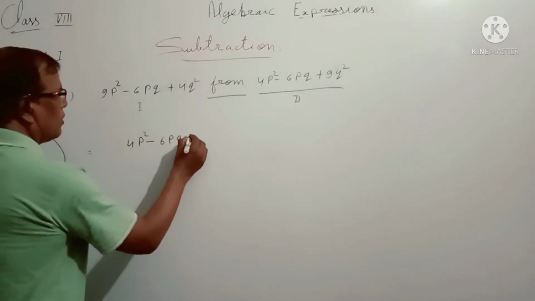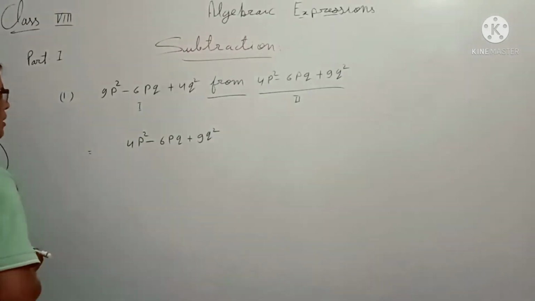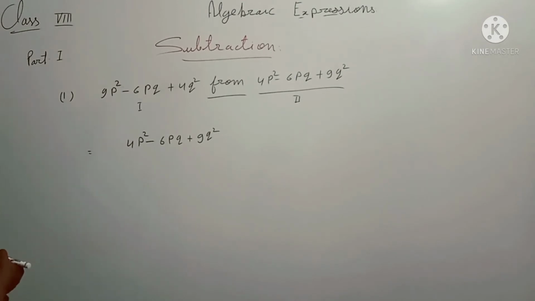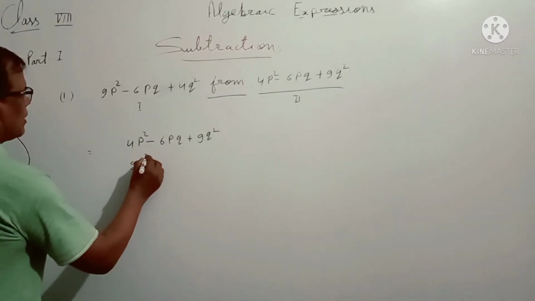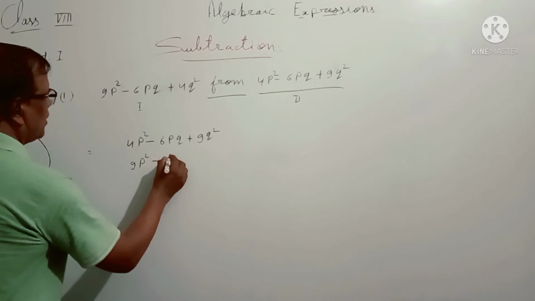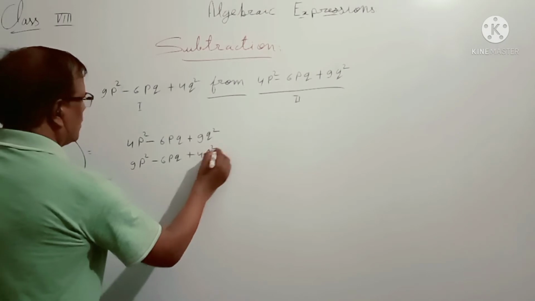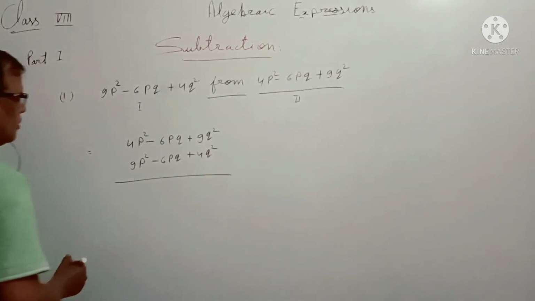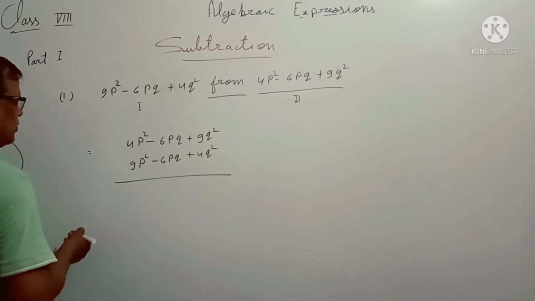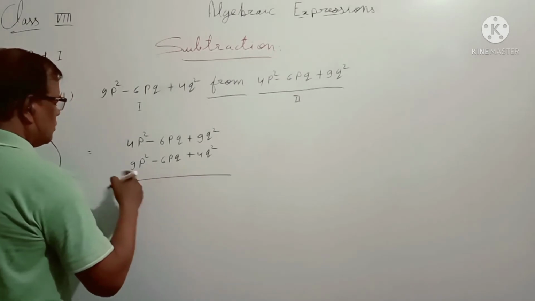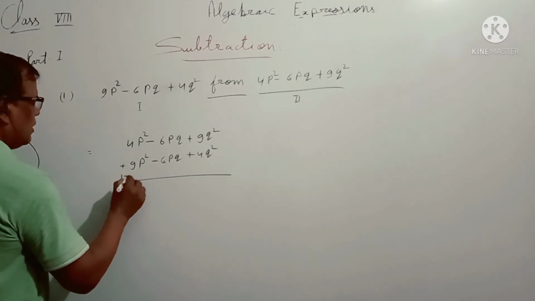6p cube plus 9q square. Then we write the first expression just under it with like terms, as 9p square minus 6p cube and plus 4q square. Now because we are going to subtract, we change the sign of the expression which we want to subtract, so we will change that sign. Here it is a plus sign, so we convert it into minus.